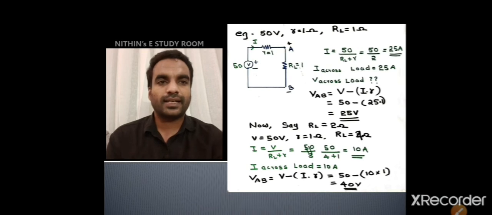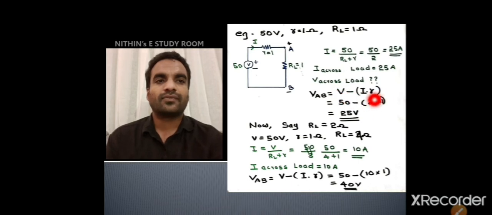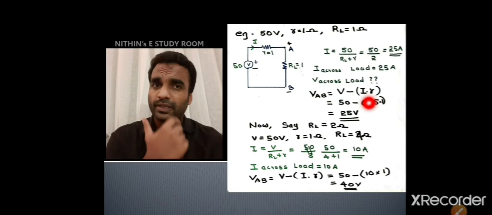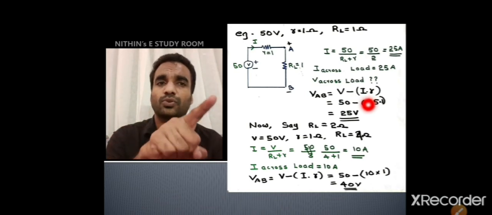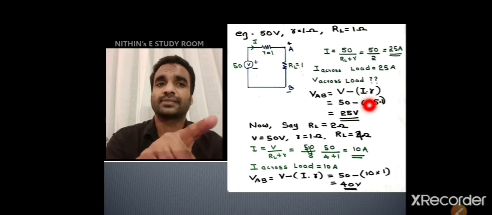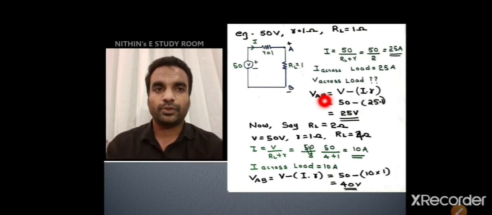And in this case I have done another practice, that is VAB is equal to supply voltage minus the voltage that dropped across the internal resistance. So if we are applying 50 volts, some voltage will get lost or dropped across the internal resistance, and the remaining voltage will be obtained as output voltage VAB. So VAB is equal to total voltage minus drop across internal resistance. So 50 minus 25 into 1.